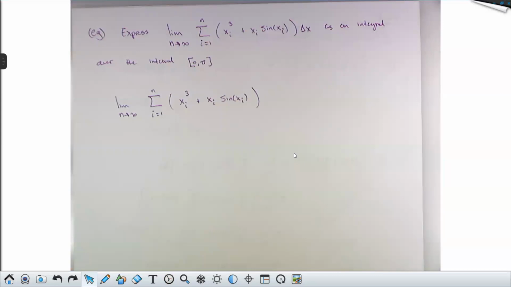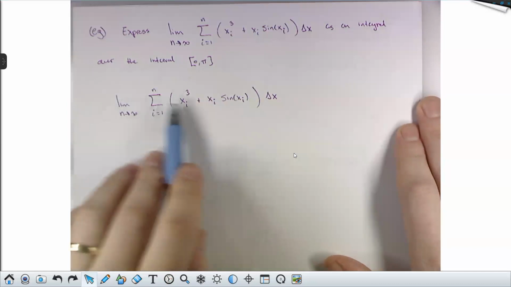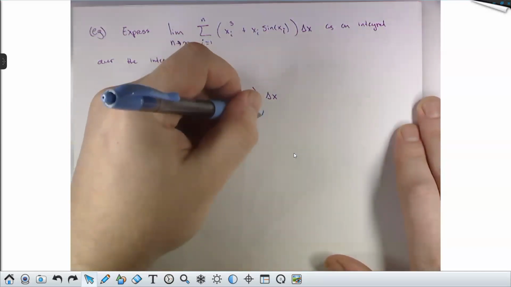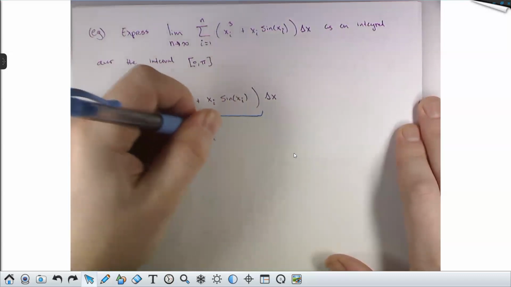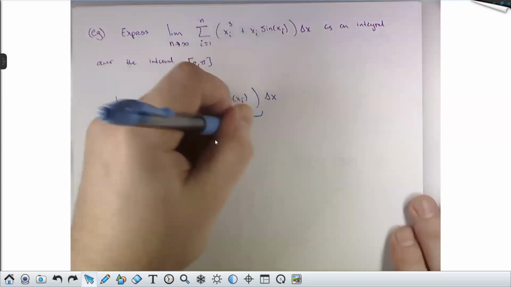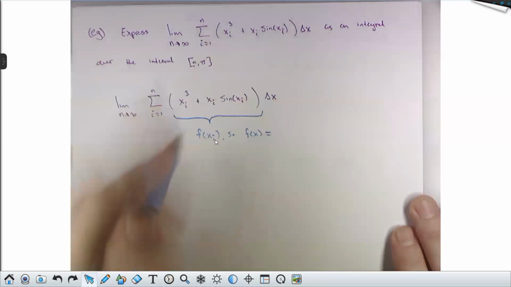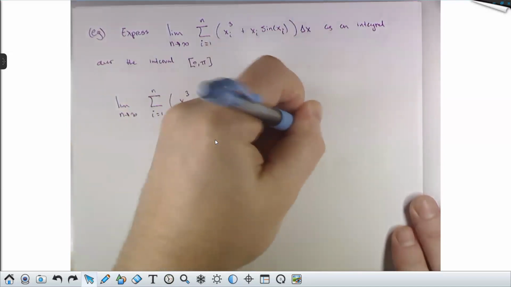Remember your Riemann sum, there's a delta x at the end. Your Riemann sum is the limit as n goes to infinity of the sum from i equals 1 to n of f of xi times delta x. So this has to be f of xi. So the question is, what's my function? If f of xi is xi cubed plus xi times sine of xi, what's the function that I've plugged xi into? What is the function f of x? Well, it's what you would have if there weren't i's here, if they were just x's. It's x cubed plus x sine x.